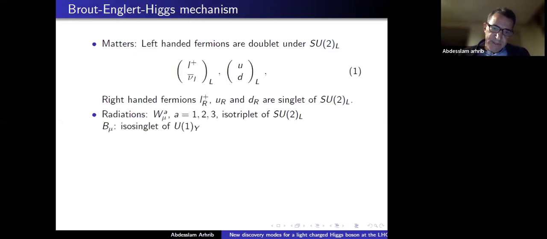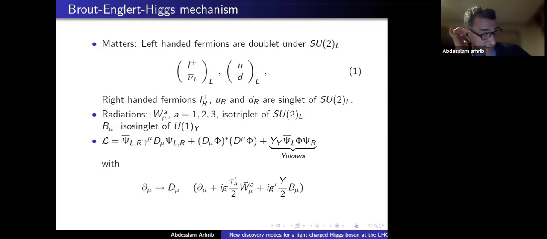So the particles of the standard model are, for the leptons, we arrange them in doublets like this, and for the quarks you have up and down, also in doublets of SU(2) left. And the right-handed components of these particles are singlets under SU(2) left. So we have two sets of gauge bosons, W, which are an isotriplet of SU(2) left, and you have also B mu, which is a singlet under U(1).